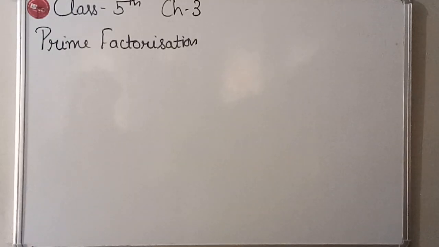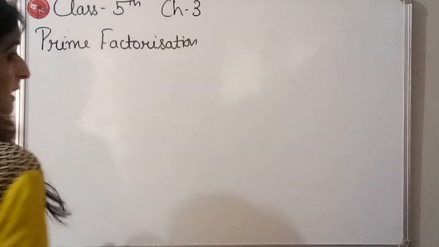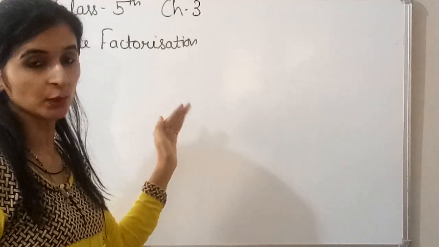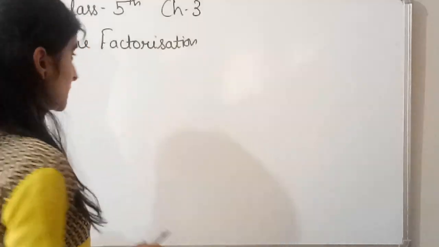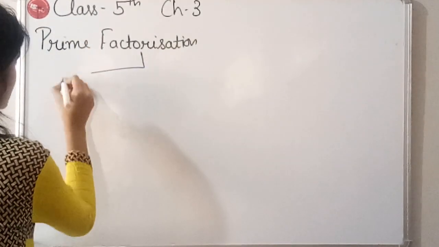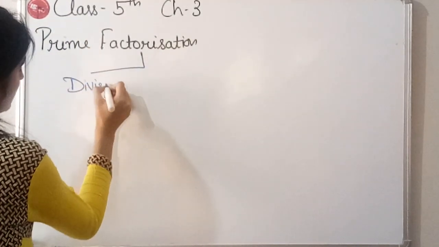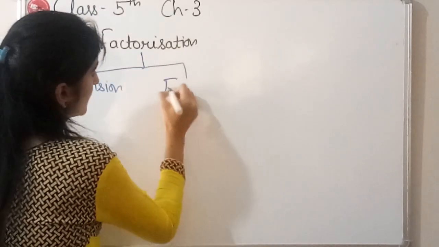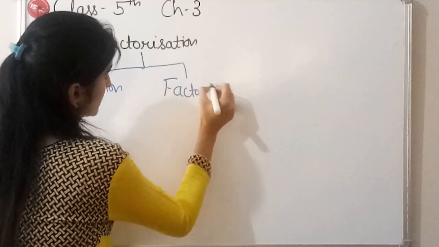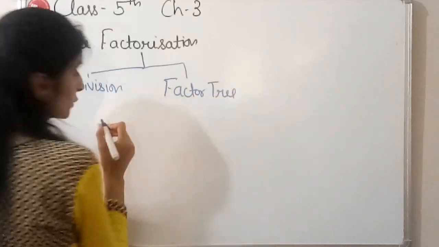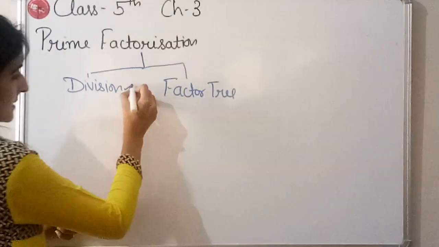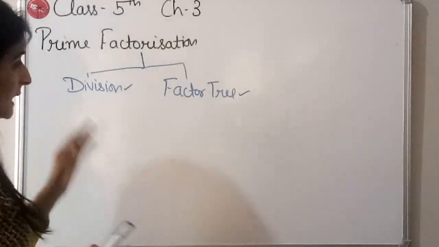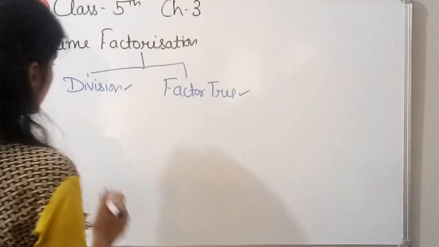Next we have prime factorization. So children, we can do the prime factorization of a number by two methods. The first method is the division method and the second method is the factor tree method. So first of all, let us discuss the division method.